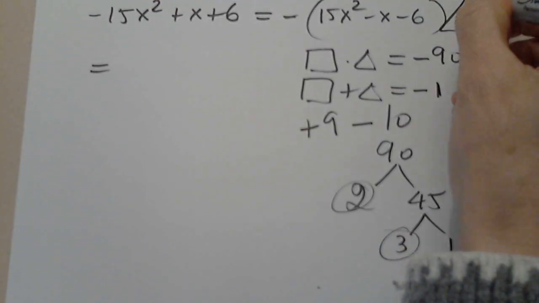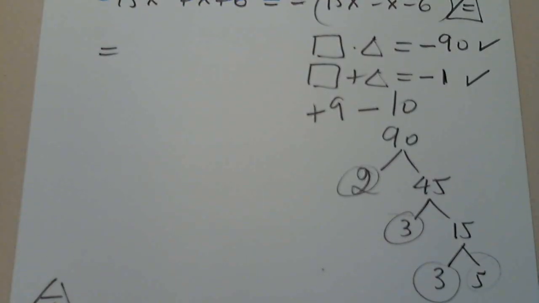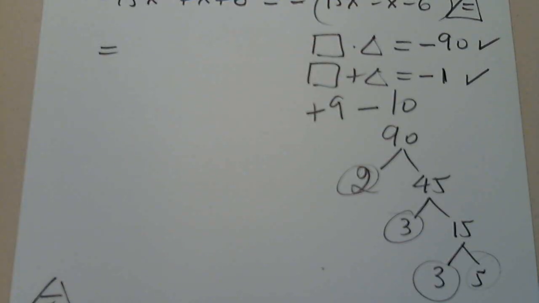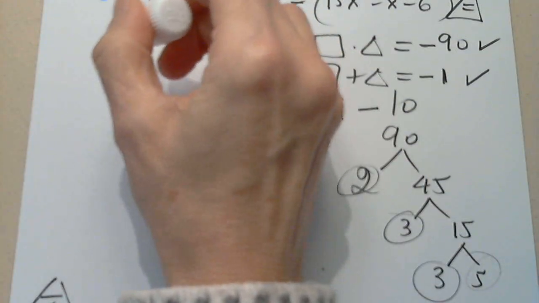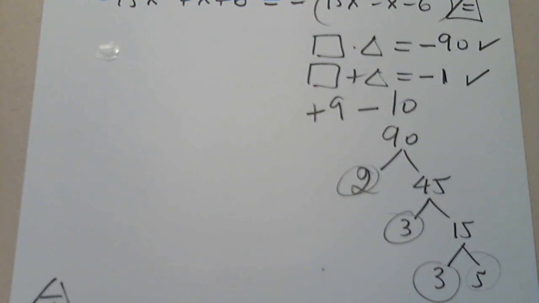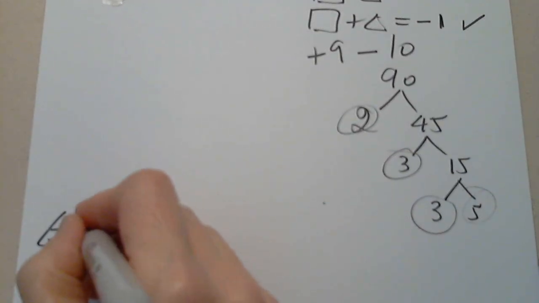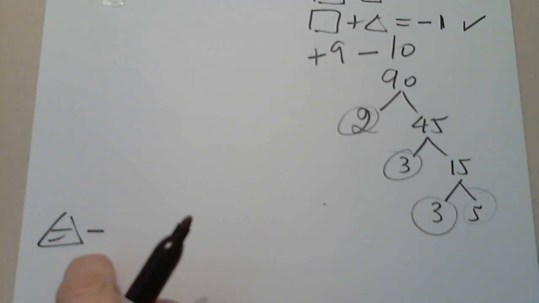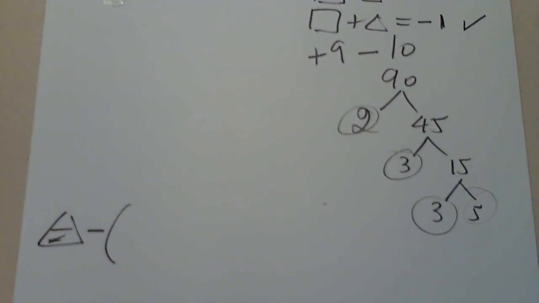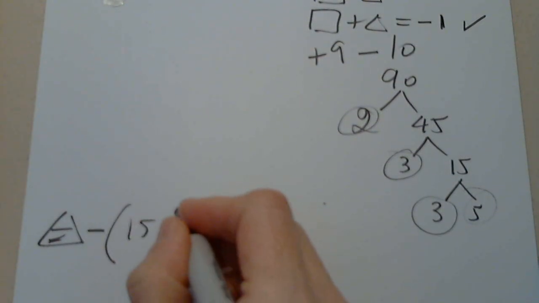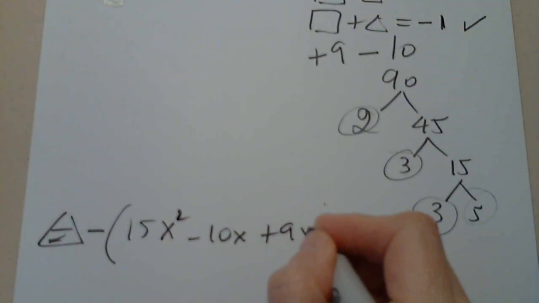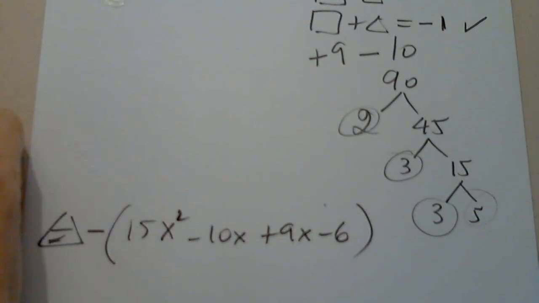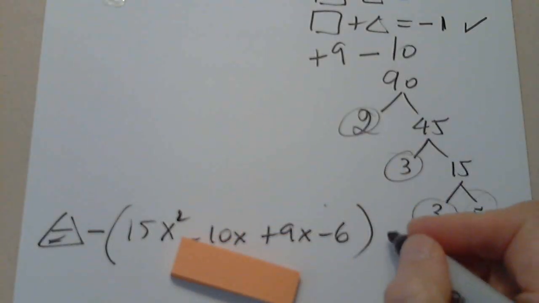Okay, now we have to continue. We have to replace the middle term by using the numbers that we just determined. The negative sign has to stay in front because this is the first factor, negative 1. Now we have 15x squared, and we have minus 10x plus 9x and minus 6. Immediately cover up the last 2 terms.